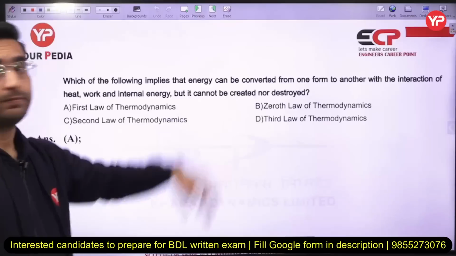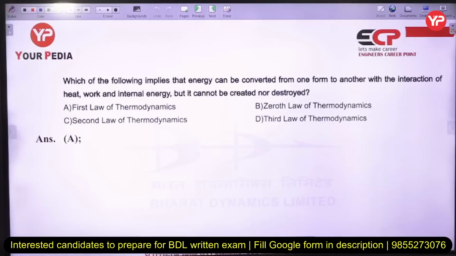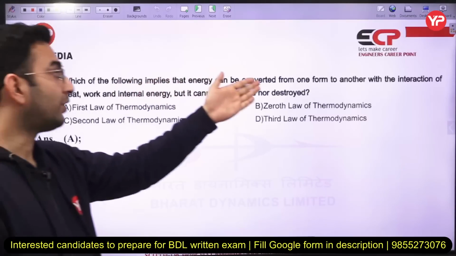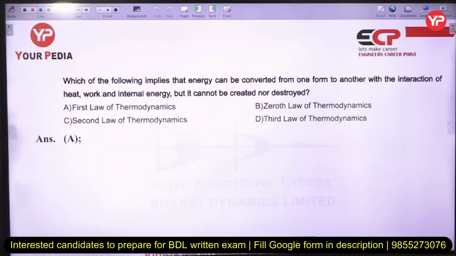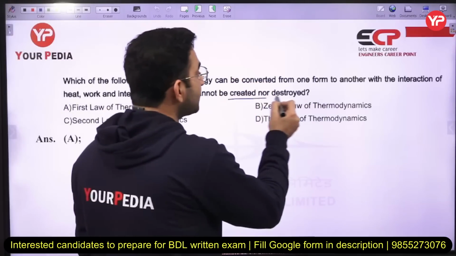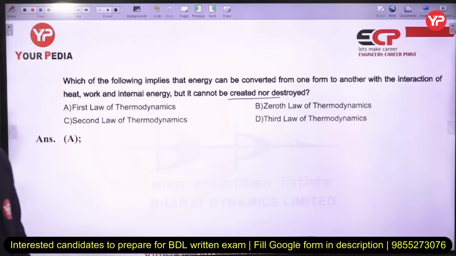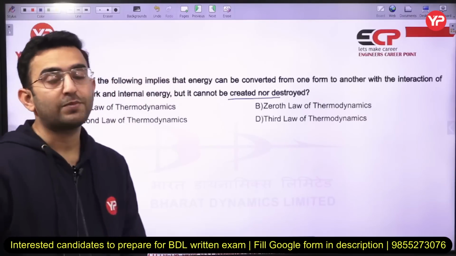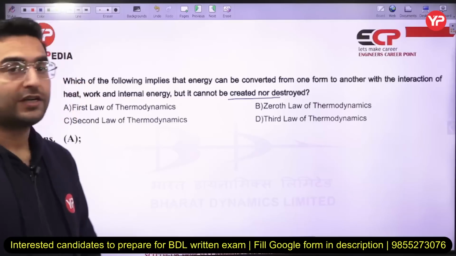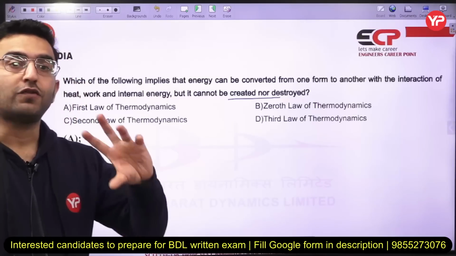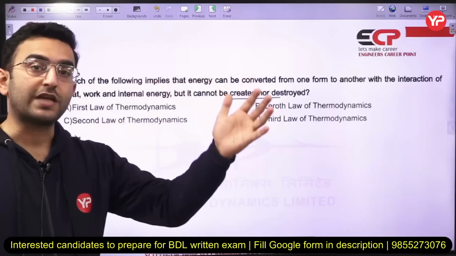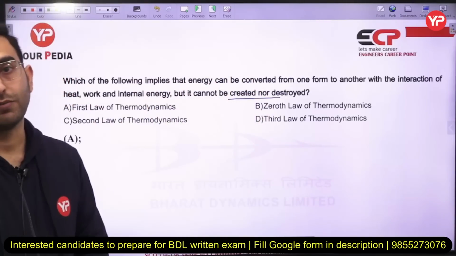The next question is, which of the following implies that energy can be converted from one form into another with the interaction of heat, work and internal energy, but it cannot be created nor destroyed. This statement is dealing with the conservation of energy. If we talk about the laws of thermodynamics, the first law of thermodynamics deals with the conservation of energy, which is defined for a cycle this way: the net heat transfer to the cycle is equal to the net work interaction from the cycle.